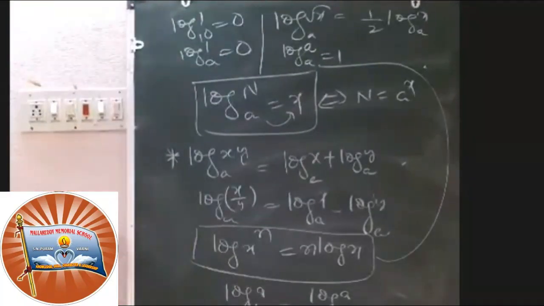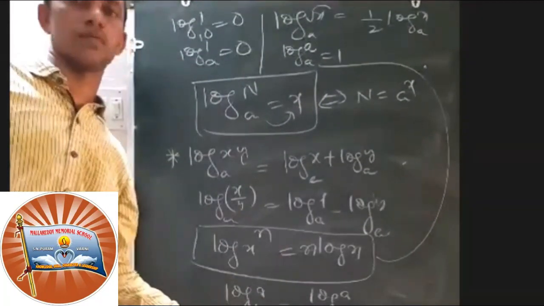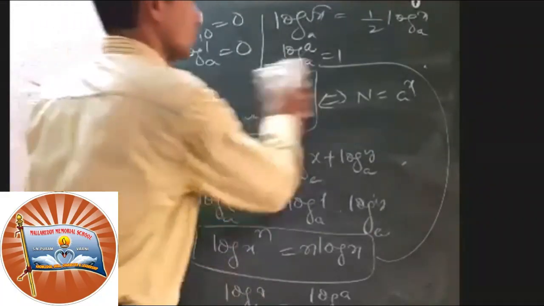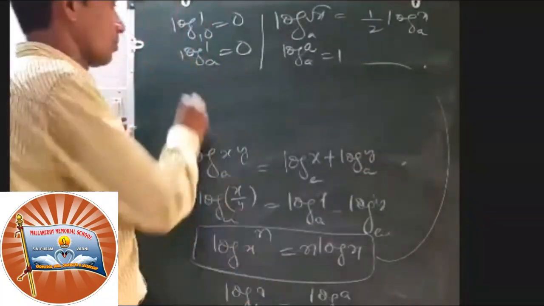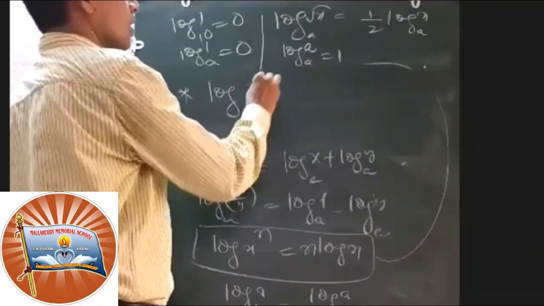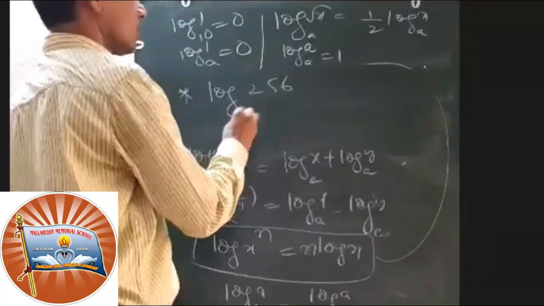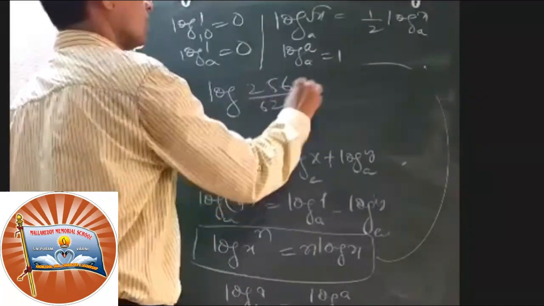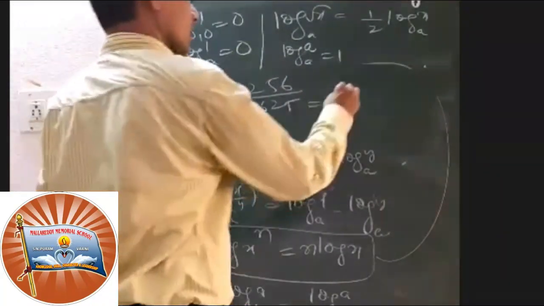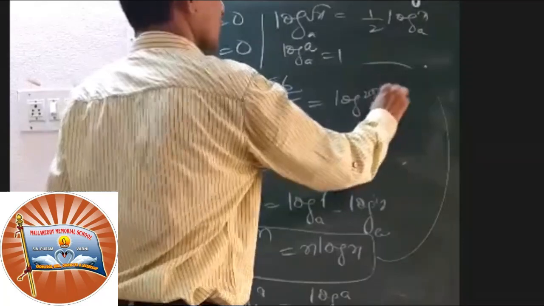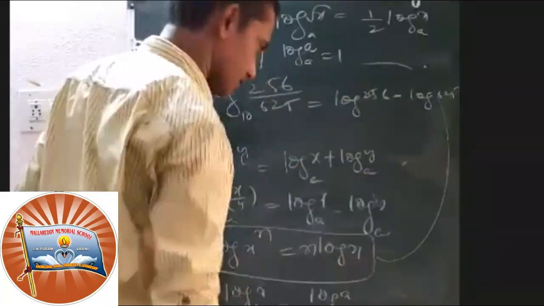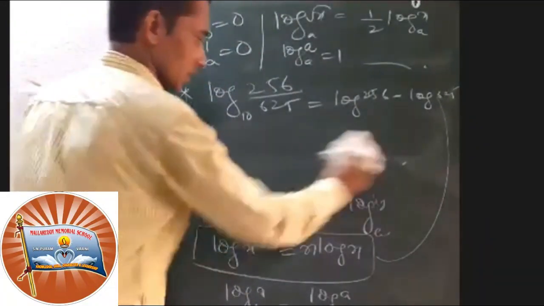If you have thorough knowledge of these formulas, then you can answer the questions you may come across. For example, express log 256 by 625 from base 10. It can be written as log 256 minus log 625. Whatever the base may be. Shall I rub it? Now.